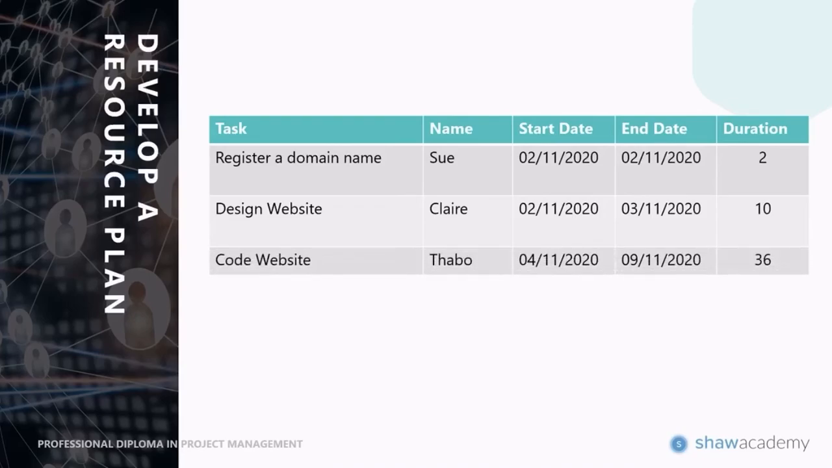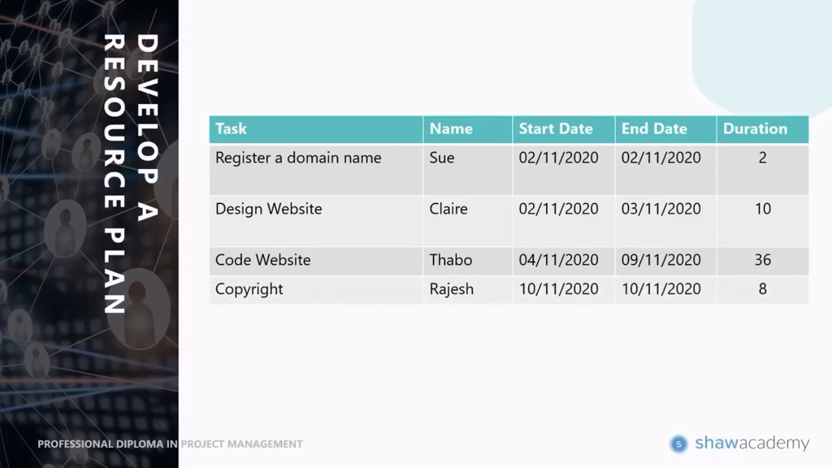Then for coding the website, we've chosen Tabo, and he is going to start on the 4th of November and finish on the 9th, because he has got 36 hours of work to do. Now this could be based on the complexity of the website that he's building, and that would have come into your original estimates there. And in terms of the bottom-up approach, we could also have just asked Tabo, this is what we need you to do, how long is it going to take? And he could then have given us 36 hours.